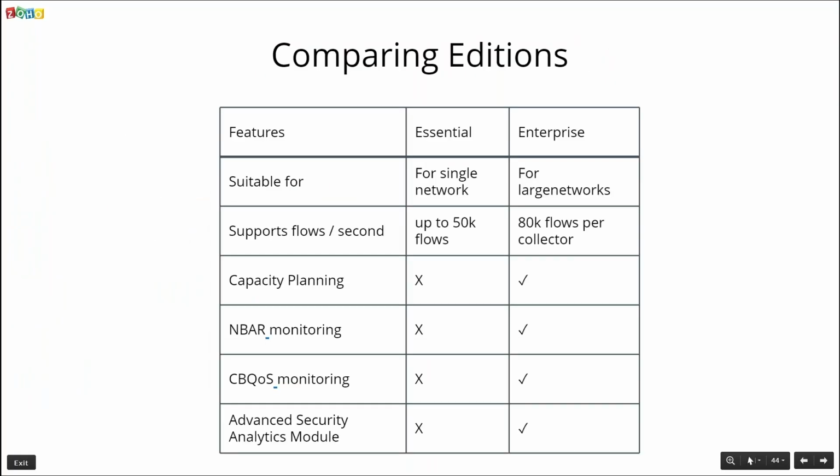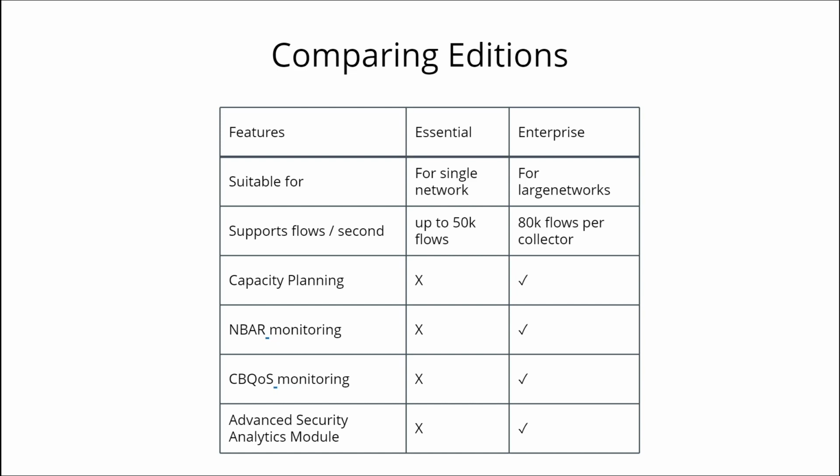So with this being said, let me quickly give you a comparison on the different editions that we have. So as I said, we have two editions. One is the Essential, the second is the Enterprise. Essential being standalone, Enterprise is for distributed monitoring. So the large systems. The flows supported are 50,000 flows for the standalone, and if it's the Enterprise, you can go to 80 to 85,000 flows per second.